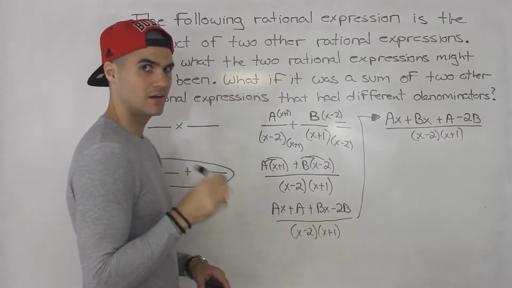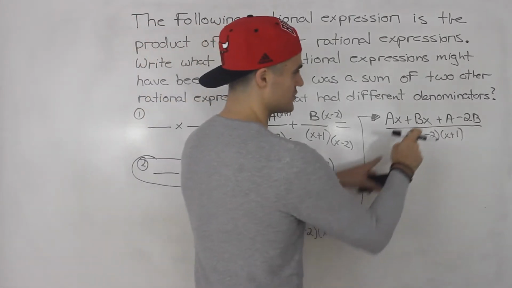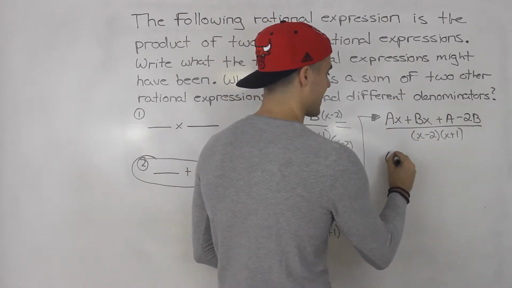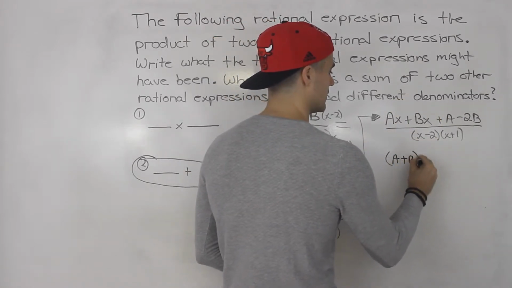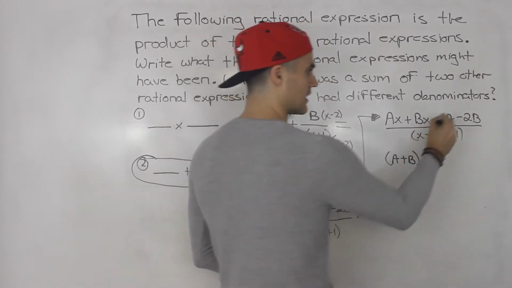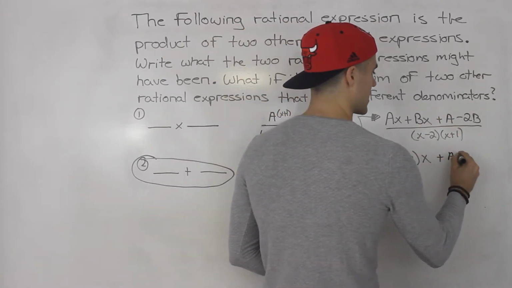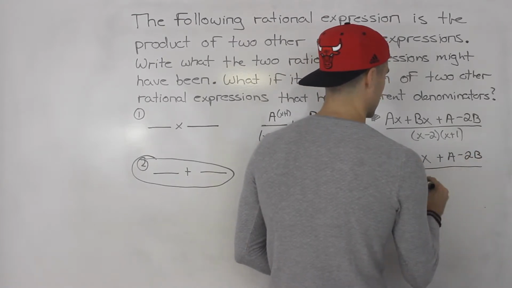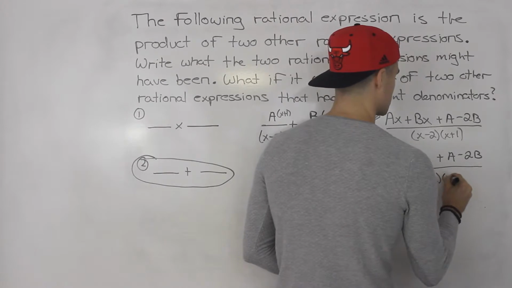Okay, and now from here what you do is you just factor out an x from these two. And let's put it in front. So we would have a plus b times x, and this here we would just keep as a minus 2b. And this would be x minus 2, x plus 1.